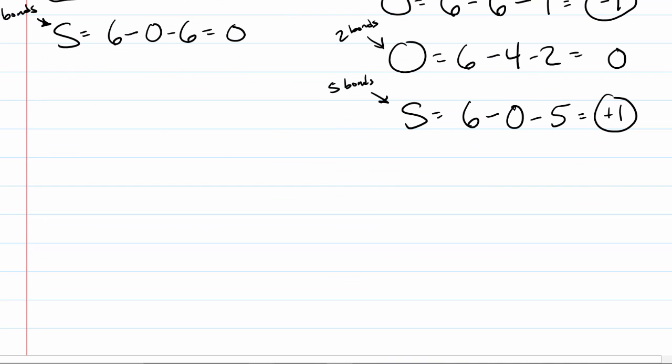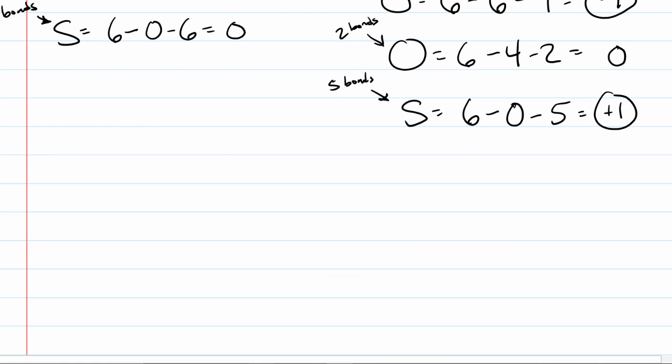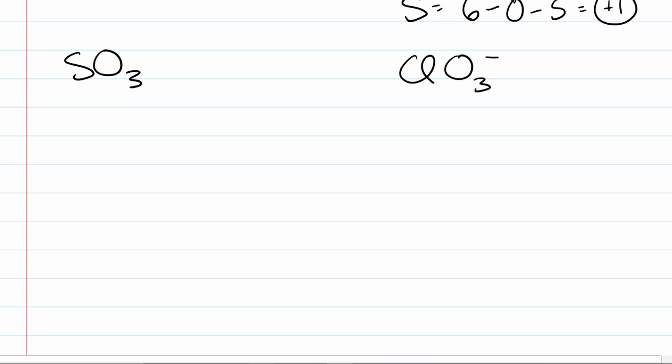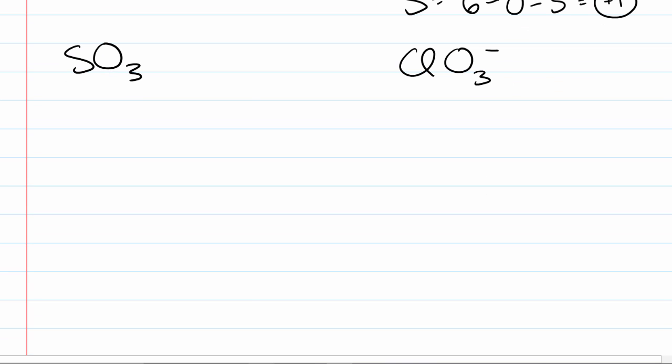All right, let's now do this for sulfur trioxide. Draw the best structure for sulfur trioxide and draw the best structure for the chlorate ion. And when I say draw the best one, draw the one that optimizes the formal charge on each atom. Actually, why don't you do sulfur trioxide? We'll do the chlorate ion all together. You can give the chlorate ion a stab.